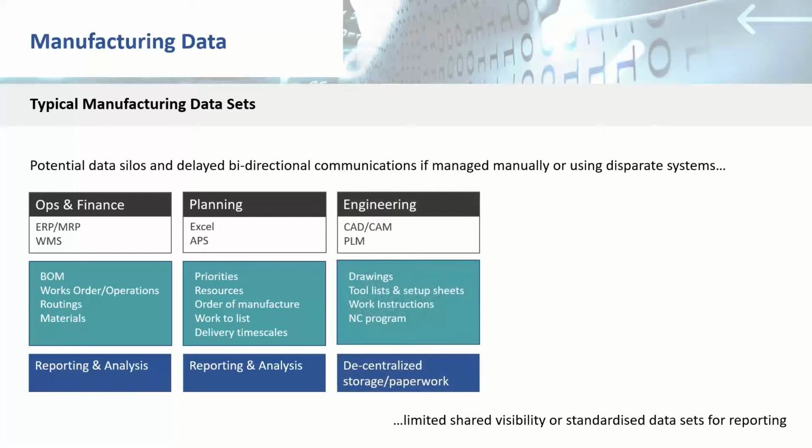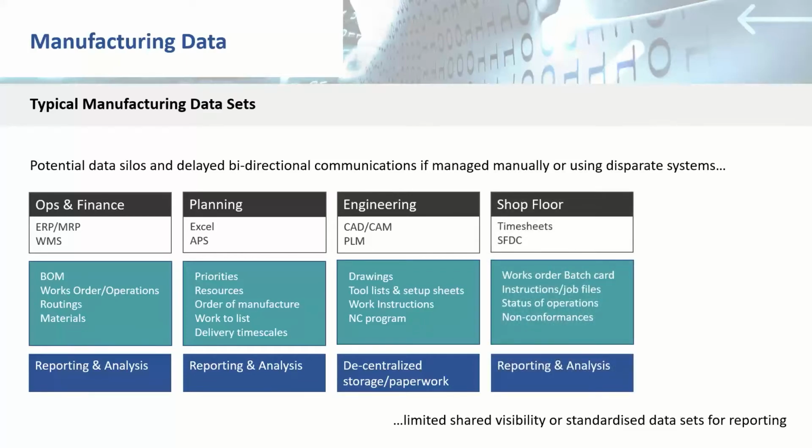The engineering team will probably be using CAD/CAM. They may well be using PLM, Product Lifecycle Management systems. So we're looking at drawings, 3D designs, assemblies, tool lists, setup sheets, work instructions, the NC program that we're going to feed down to the machine if we have a machining environment. Often here we see a lot of paperwork. That paperwork can be distributed on the shop floor, and it's difficult to keep that paperwork up to date.